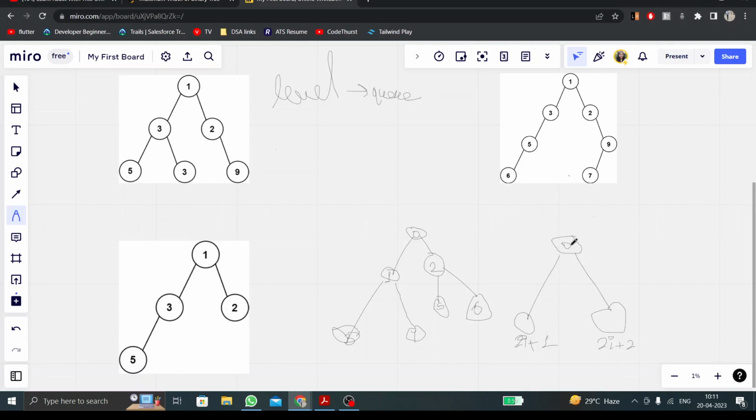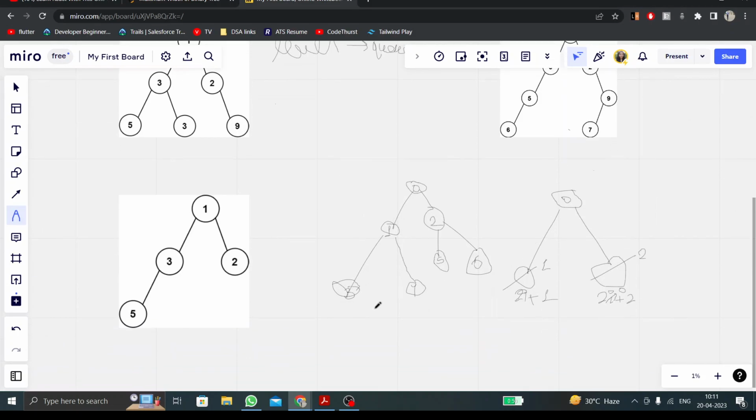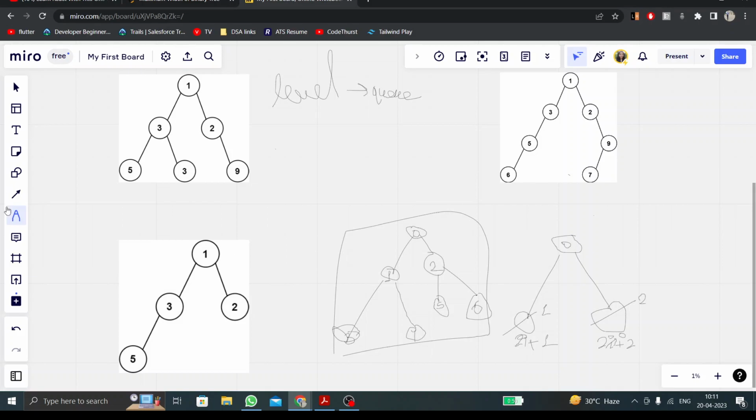So if the parent's index is 0, then by this formula, the left child's index would be 1. And its right child's index, 2i plus 2, will be 2, since we have 2 into 0 plus 2, which gives 2. And in a similar way, if you try it for this tree, similar indexing would be there.